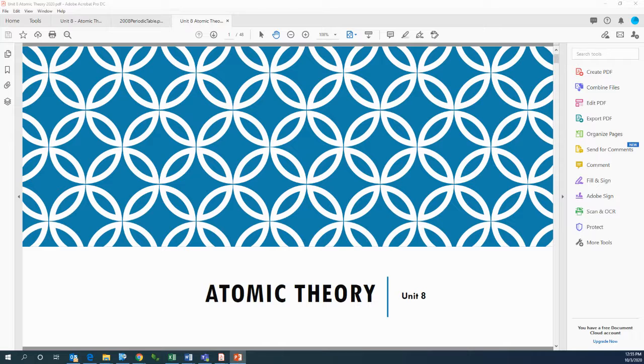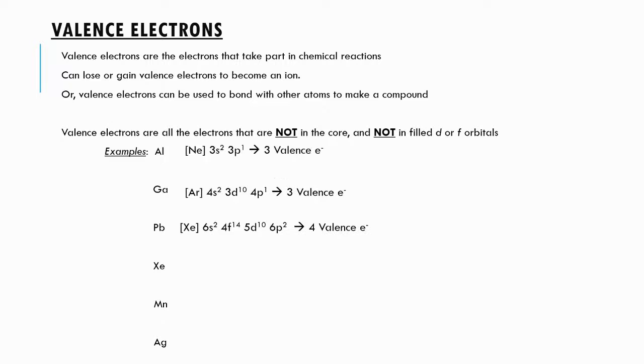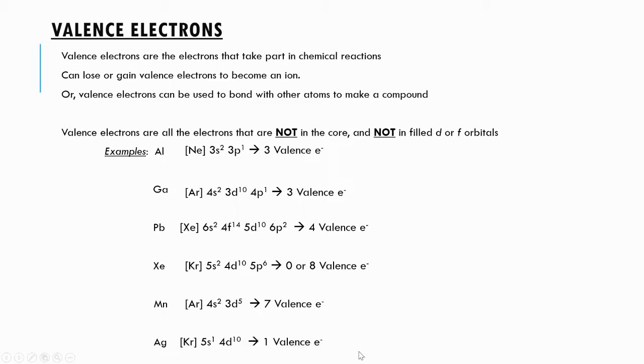All right, sorry about that. 4d9. So it's 5s2, 4d9, and we're taking 1 from the s and putting it into the d's. So that's going to be 5s1, 4d10. And so we can see the d's are now full, so we're going to have 1 valence electron.